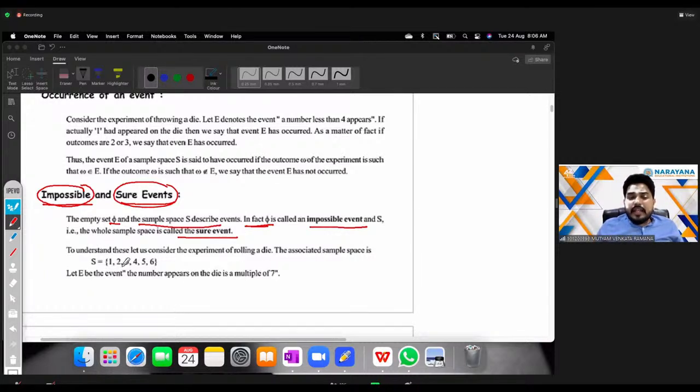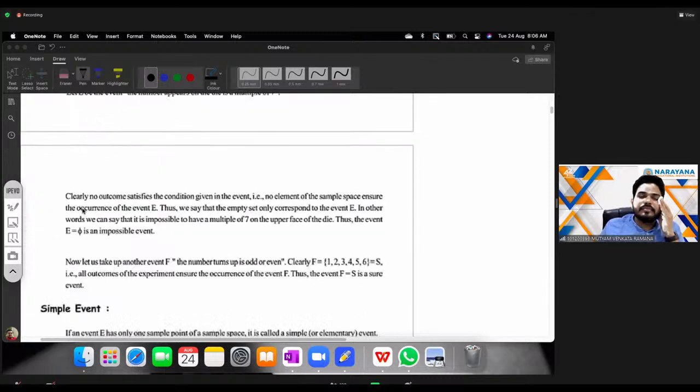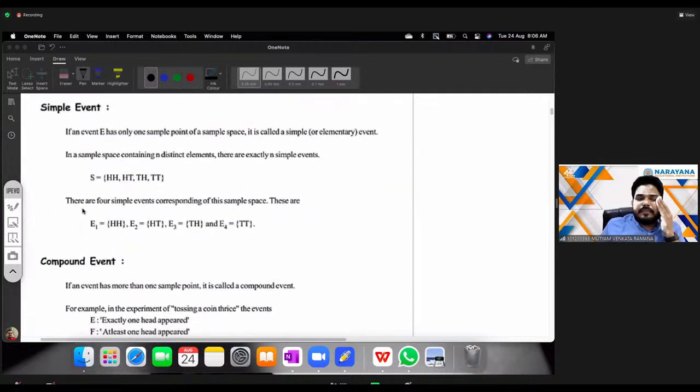So look at here. The sample space is 1, 2, 3, 4, 5, 6. Let E be the event that the number appearing on the dice is a multiple of 7. First of all, 7 is not there. So how will you get a multiple of 7? So it is an impossible event.